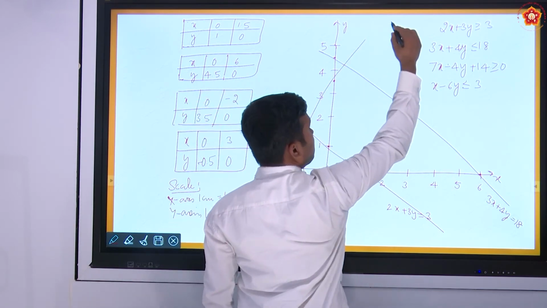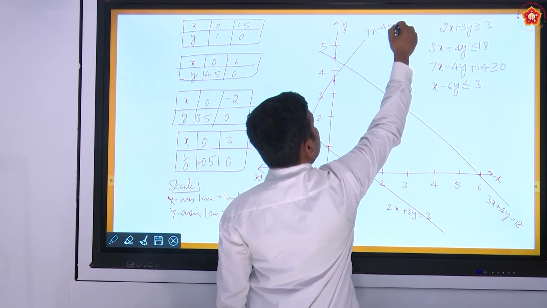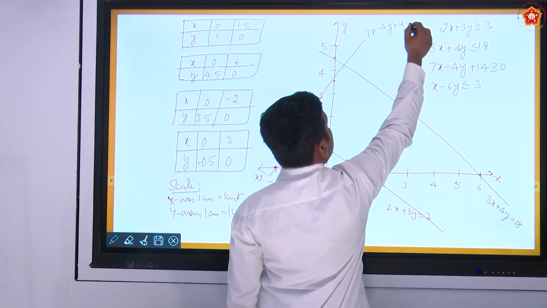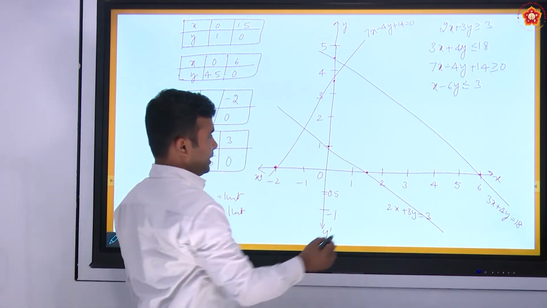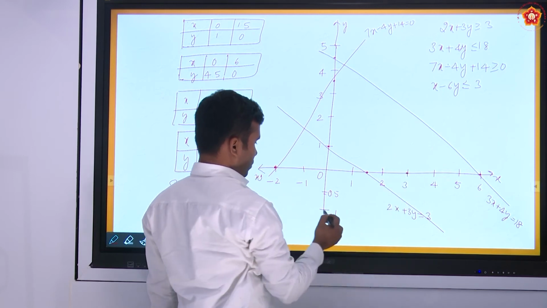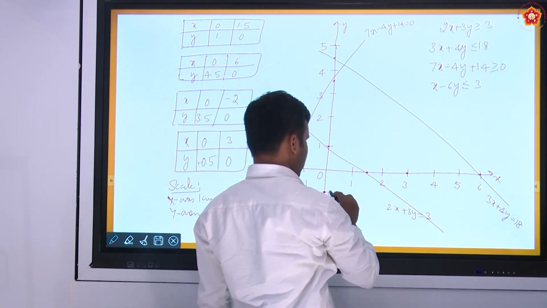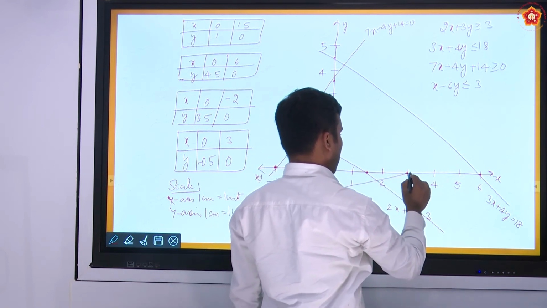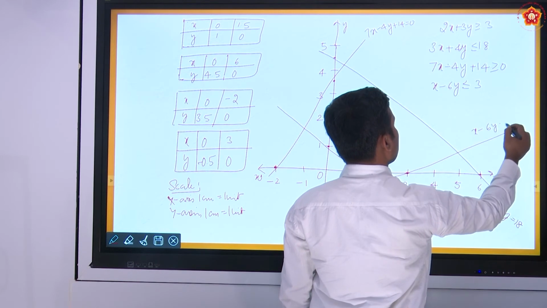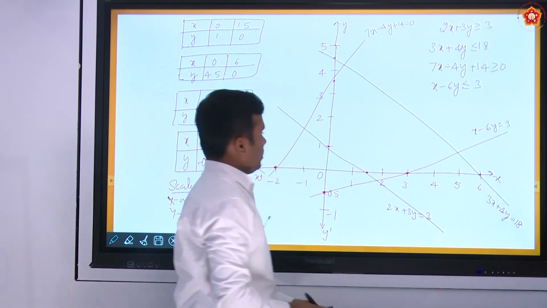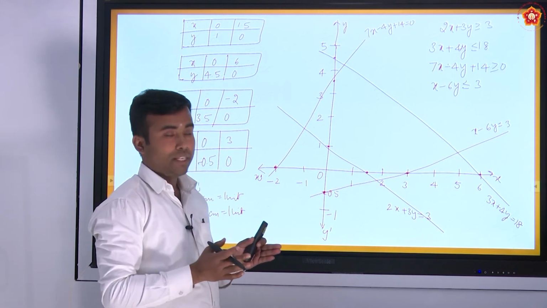So this is 7x minus 4y plus 14 is equal to 0. Last one is x is 3 and y is 0.5. So join these 2 points. So this is x minus 6y is equal to 3. So now let us find the common region between these 4 lines.